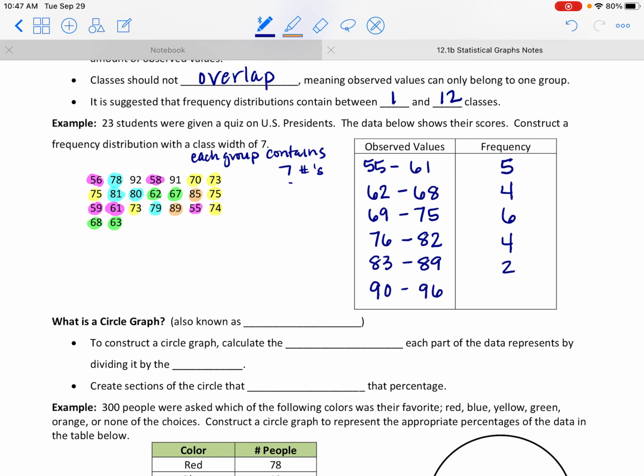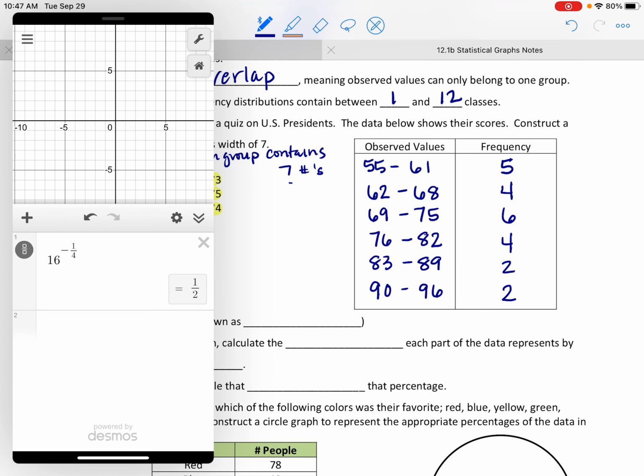And then lastly, 90 to 96 is the only two that I haven't highlighted yet. So we've got two there again. Now, just so I can double check, I'm pretty sure I counted for everything, but I'm going to go ahead and add this list up together here.